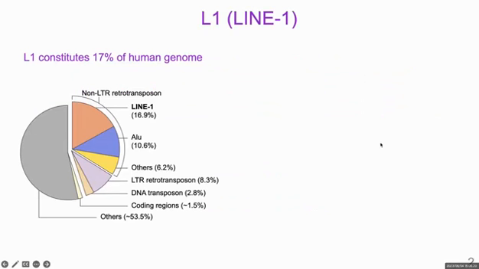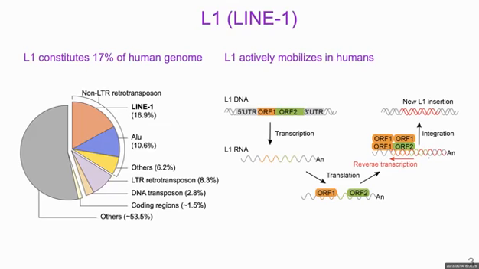Line 1 is also called L1. It constitutes 17% of the human genome. Line 1 is an active retrotransposon that is still mobilized in the human genome. The full-length Line 1 is about 6 kb long. It has a 5' UTR and encodes 2 proteins, ORF1 and ORF2.